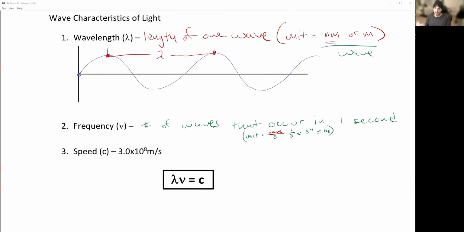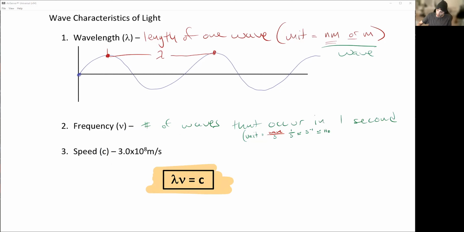Those two things come together when we take a look at the speed of light. The speed of light is 3 times 10 to the 8 meters per second. It's like 2.999, it goes out quite a ways, but 3.0 times 10 to the 8 meters per second. And we can use this equation right here in order to figure out a wavelength from a frequency or frequency from a wavelength. So those two things are in fact linked.